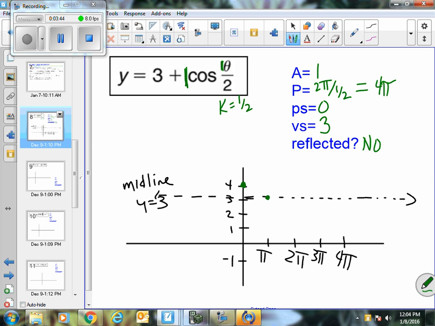Okay, then it goes down to the minimum. So the minimum is going to be occurring at 2 pi. Now, 2 ways to think of it again. The minimum normally would have been at -1, so if I move it up 3, it would be at 2. So that's one way to think of it. Otherwise, think of it as 1 below the middle, sorry. So if the middle's at 3, 1 below would be 2. So I know I'm going down 1 unit.